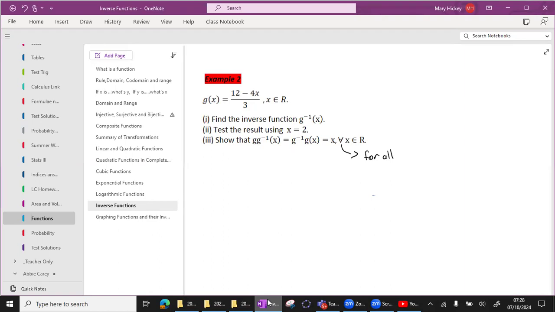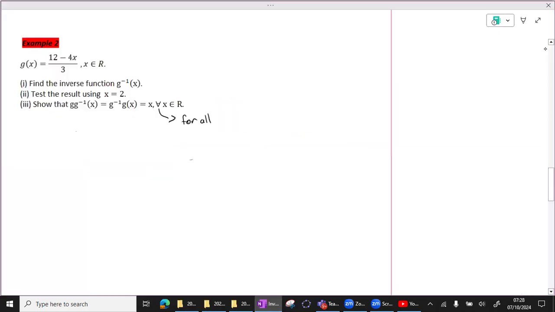And then that symbol there looks kind of like a V. It's for all, just for all values of x as an element of R. That's what that means. So let's get into it.